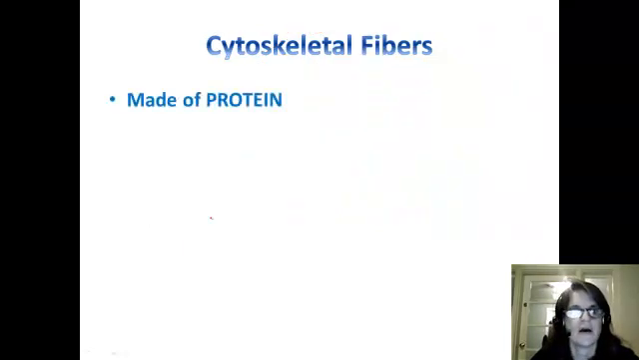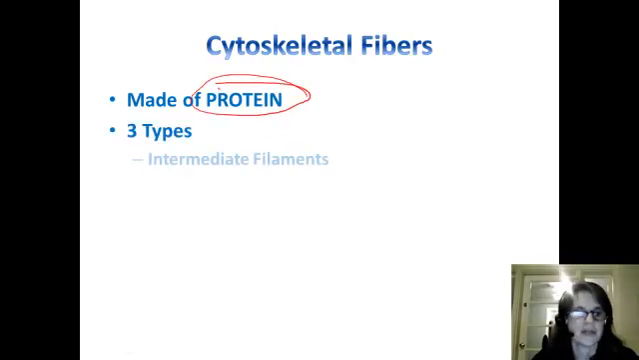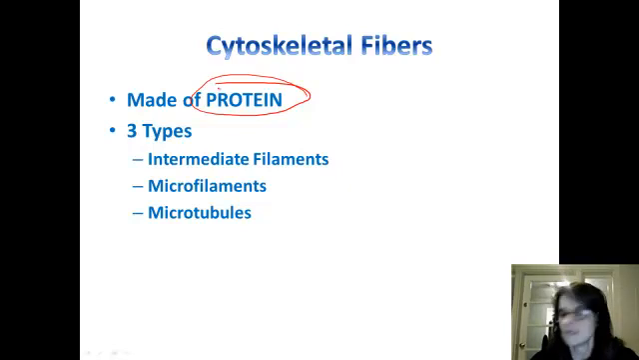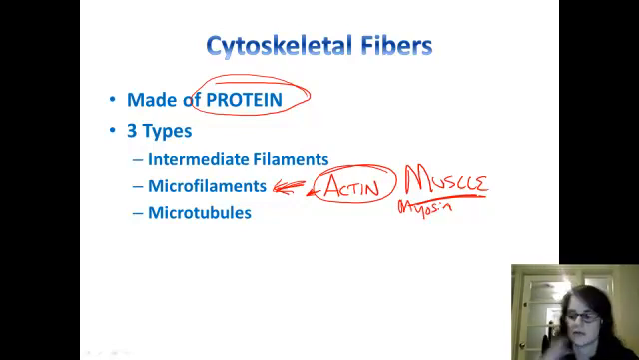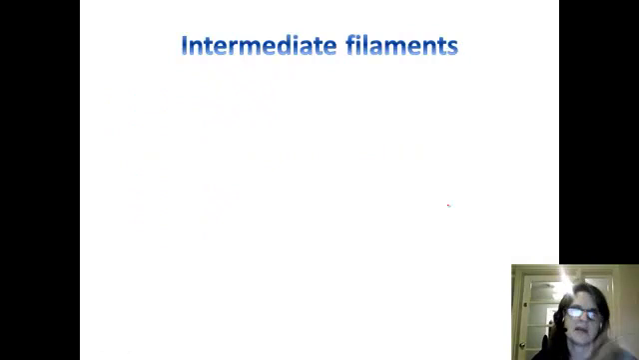Okay? There are 3 types of cytoskeletal fibers. All 3 have one major thing in common, and that is what they are made of. They are all made of protein. Okay, and you should know that. The 3 types are called intermediate filaments, microfilaments, and microtubules. One of these you already know all about, and that's this one, actin, that we learned about in muscle cells. Okay, same thing. Microfilaments are actin fibers, and they work with myosin to contract things. Okay, so we'll talk about that, but you already know all about microfilaments, so really we only need to learn 2 other things.